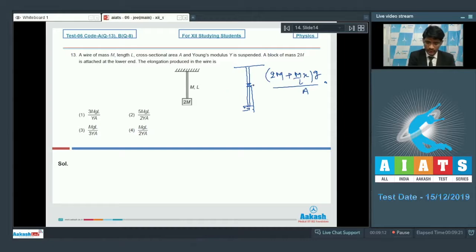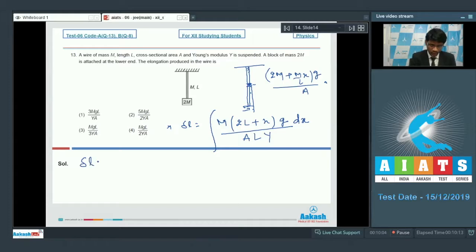So the total extension at this point would be given by delta L. It would be equal to stress divided by Young's modulus. So it is (M/2L plus x) into g divided by A into L into Young's modulus, into dx. This will be the total extension of this much of the portion. So the integral of this part will give us the total extension of the complete rod.